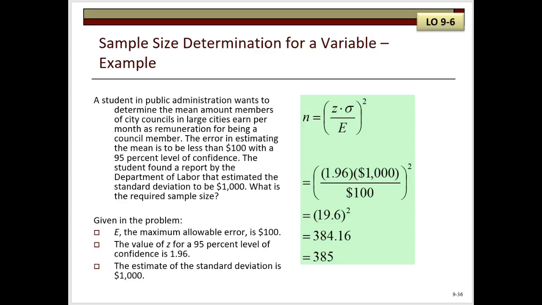We demonstrate how to use the formula for computing the sample size requirement for estimating a population mean here. Consider a problem where a student in public administration wants to determine the mean amount members of city councils in large cities earn per month as remuneration for being a council member. The error in estimating the mean is to be less than $100 with a 95% level of confidence. The student found a report by the Department of Labor that estimated the standard deviation to be $1,000.